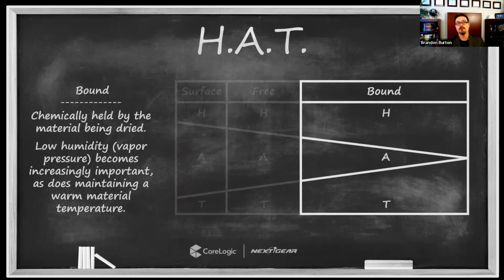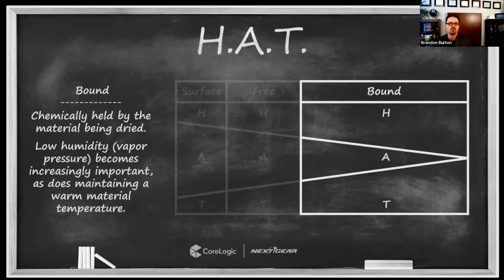Then things really begin to change for the back half of the project. And if I were to put this in context, I would say that surface water is typically measured in minutes and hours. Free water is typically measured in a day or two at the most, and bound water is the rest of the process. This is the moisture that is not in a liquid form. This is the moisture that has been chemically bonded to the material that we're drying. It has a bond with the material itself.